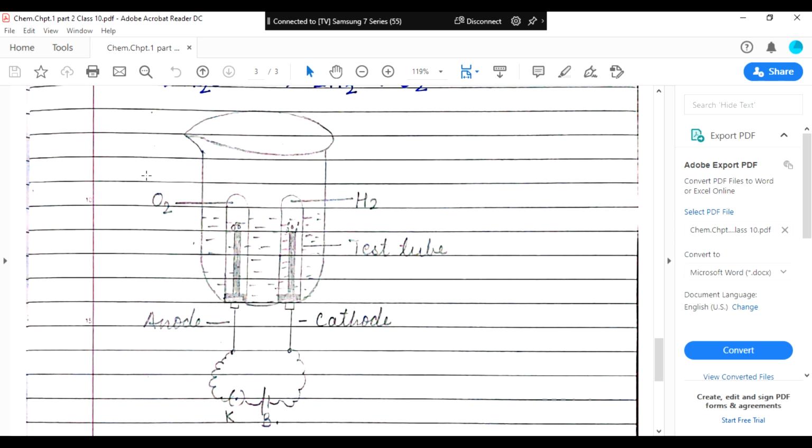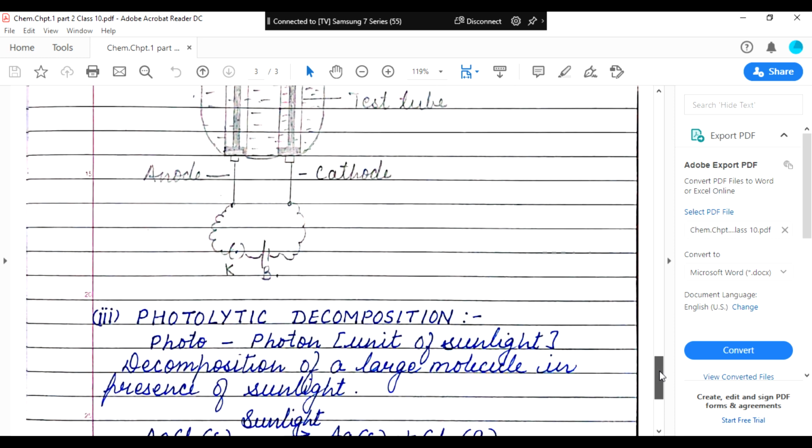So being electronegative, oxygen will be collected over the positive terminal, that is anode, and hydrogen being electropositive will be collected over the negative terminal, that is cathode. So in this way, water molecule breaks down into oxygen and hydrogen on passing electricity. So electric energy is responsible for breakdown of water molecule.